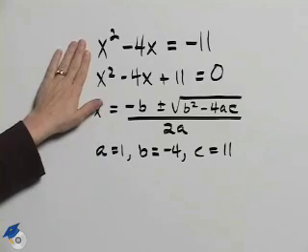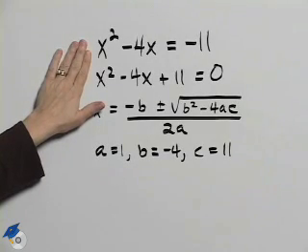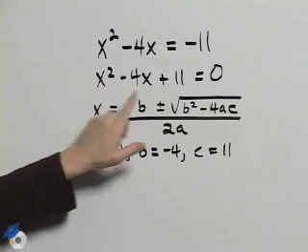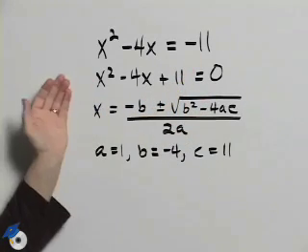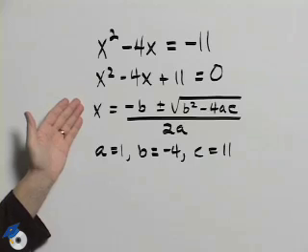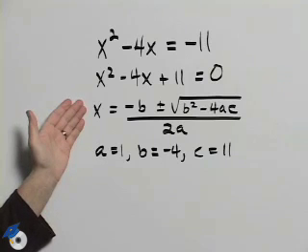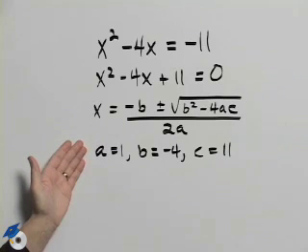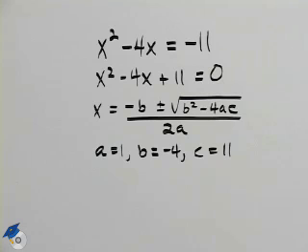We're asked to solve this quadratic equation using the quadratic formula. We first need to set the equation equal to 0, so we add 11 to both sides and we end up with this form. We'll use the quadratic formula, which I have written on the board, and I've identified A, B, and C as well.